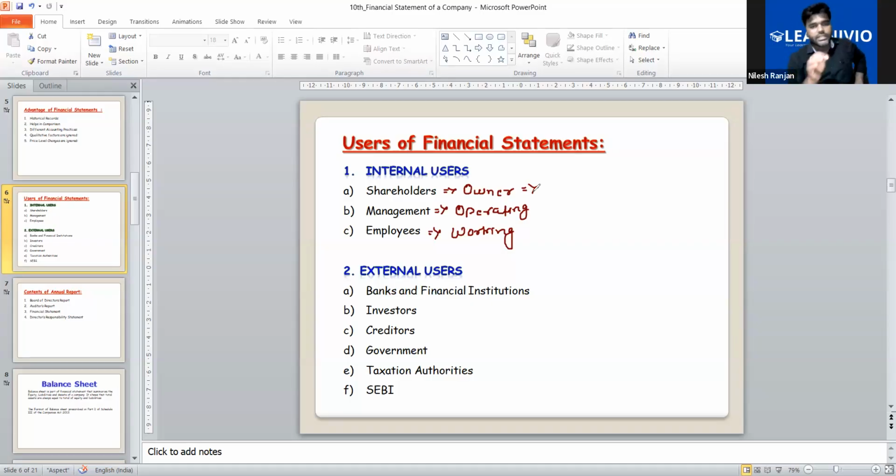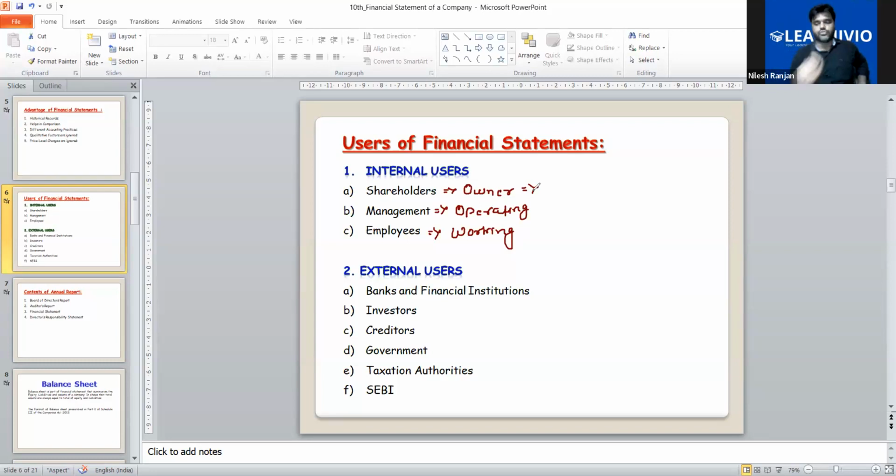An employee is working for a long-term purpose in a company, and if he knows that the company is not in a good position, then he will change the company. He will leave this company and join some other company. That's why the employee also wants to know about the company's financial position and financial performance. So these are internal users.